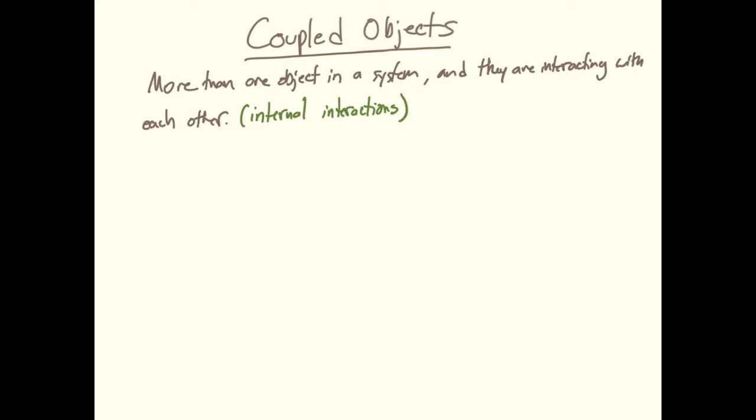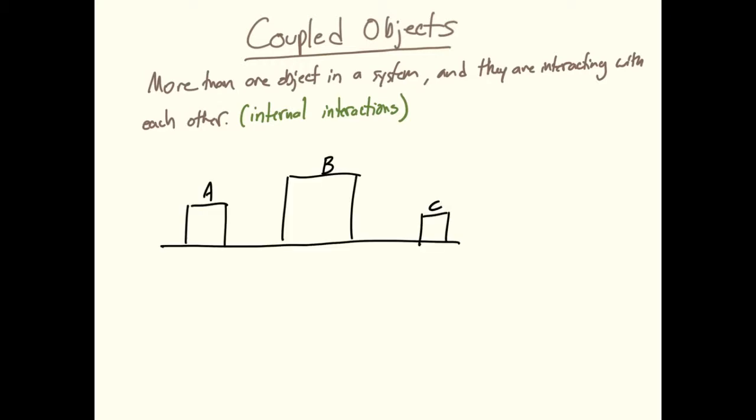So let's start with a specific example of this. Here I have three blocks, A, B, and C. They're sitting on some kind of surface, and let's take the surface as very slippery so we have no friction. If A, B, and C are in my system, I have three objects in my system. The way that I've drawn it so far, A, B, and C are not connected in any way, and therefore they are not interacting with each other, and we have no internal interactions.